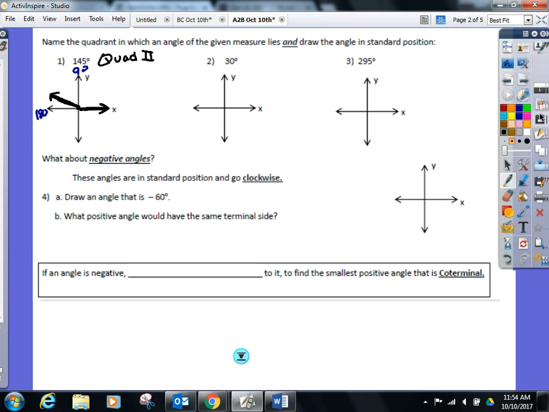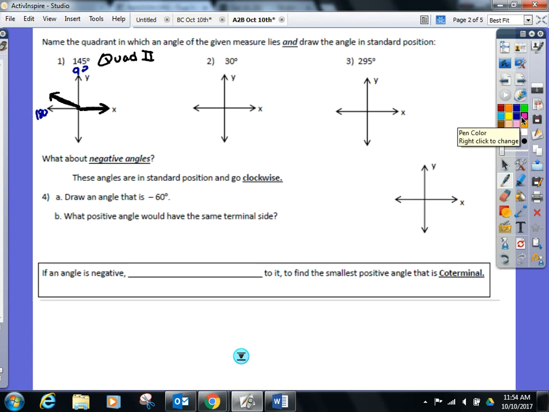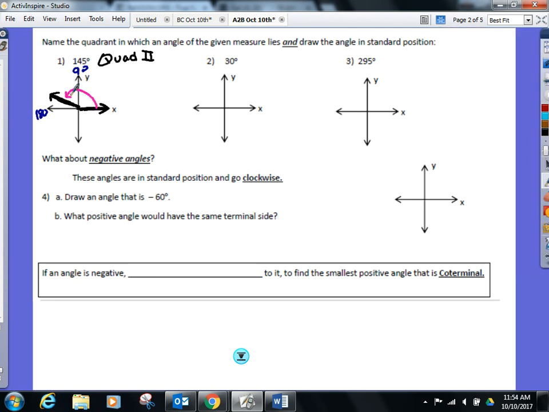Last thing you need to put on here is which way is the angle going? The rotation angle. And you guys don't know about negative angles yet, but you will in a second. We're going in the counterclockwise direction. So tell me which way you are going.